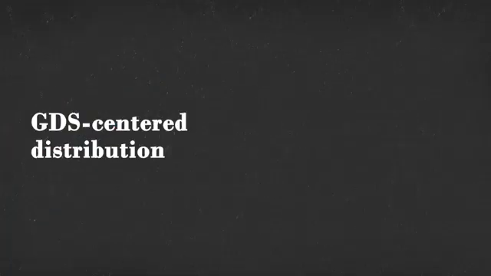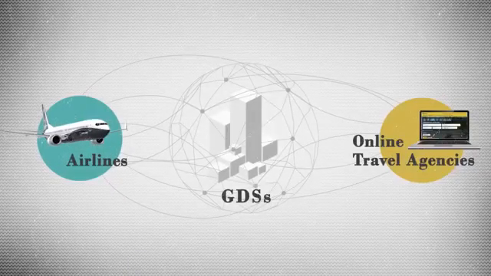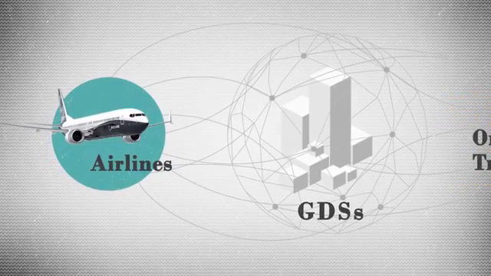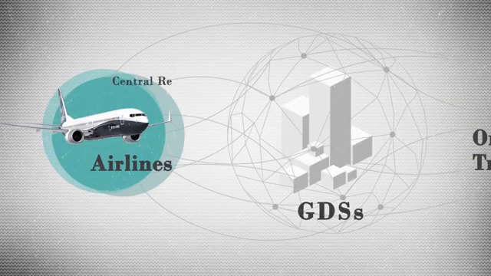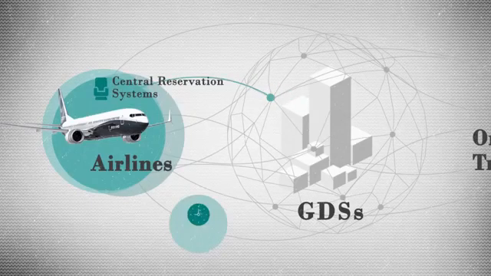So, how exactly does GDS center distribution work? GDSs are normally connected directly to the heart of airline sales technologies, Central Reservation Systems, or CRSs. A CRS is a software program that manages seat reservations on the airline side once a GDS requests a seat. But this connection channel doesn't cover scheduling information and pricing.